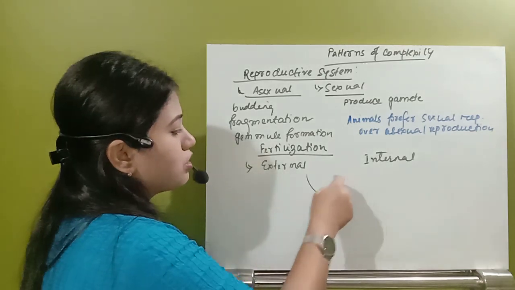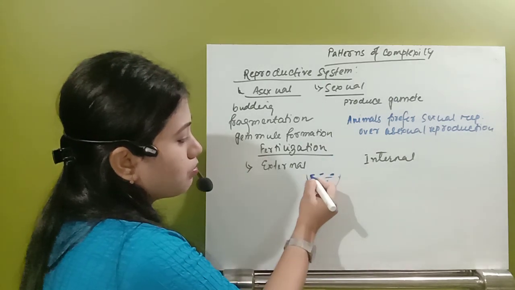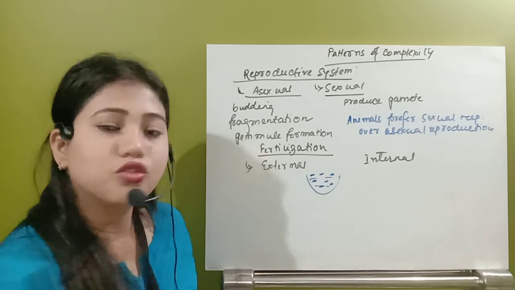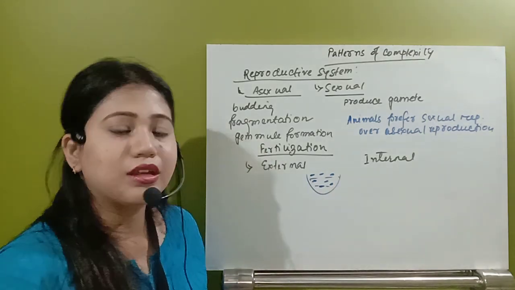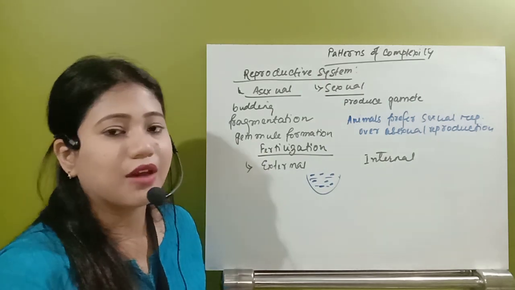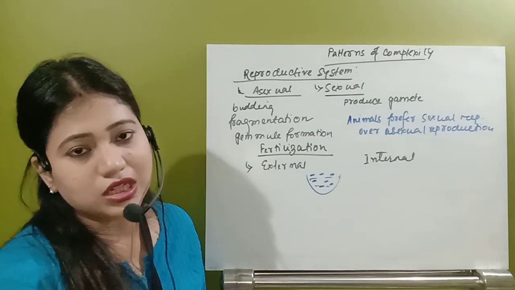Suppose this is a pond, and in that pond a number of species are present, numbers of fishes are there. Those fishes release their gametes in the water. In the water, the male and the female gamete meet, and after that it produces the zygote, and this way the egg formation takes place.